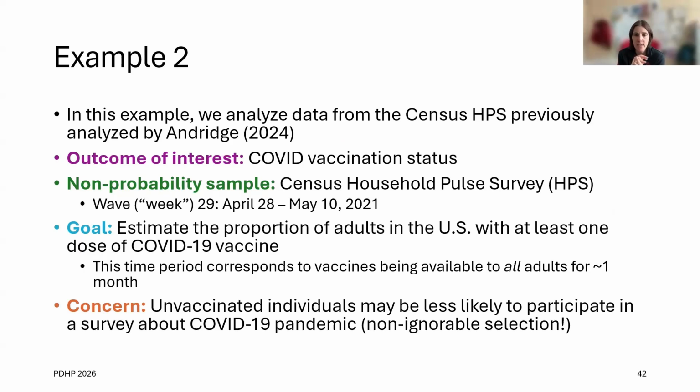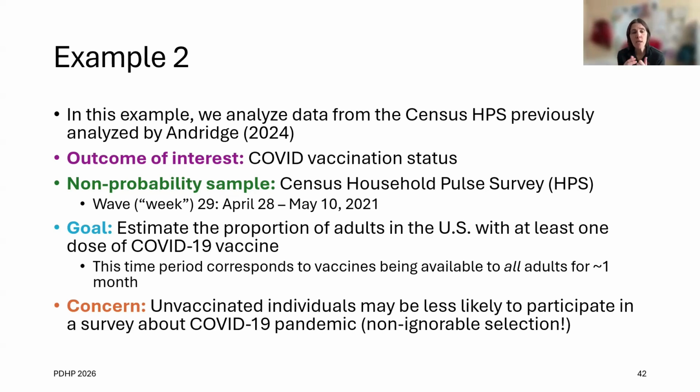So it's the same Census Household Pulse survey with that tiny 7.5% response rate that we're concerned has led to substantial selection bias. So the goal is to estimate the proportion of adults in the US with at least one dose of COVID-19 vaccine. And importantly, this wave that we've chosen corresponds to vaccines being available to everybody for about a month. So anybody could have had a vaccine in the time frame of this survey.